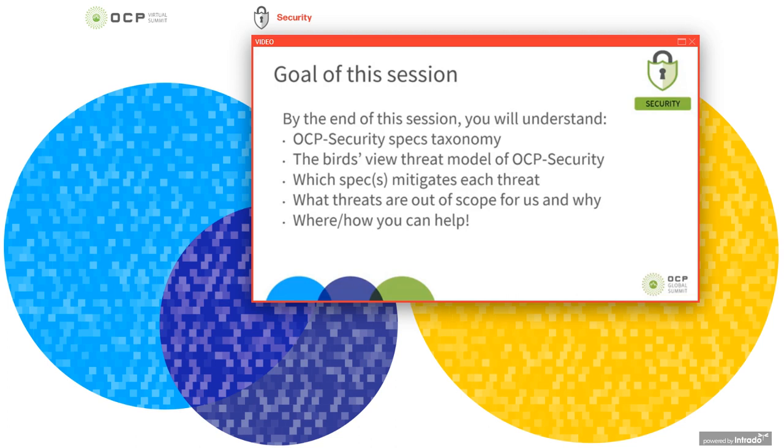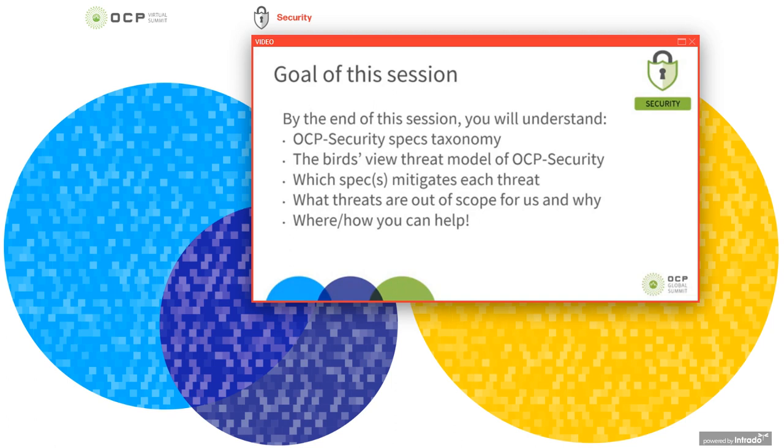Next, we will dive into the threat model. I'll keep it at a high level. There is a spec that talks about the details, but in this session, I will try to basically summarize the key points and stay at the 10,000 kilometers view of the picture.